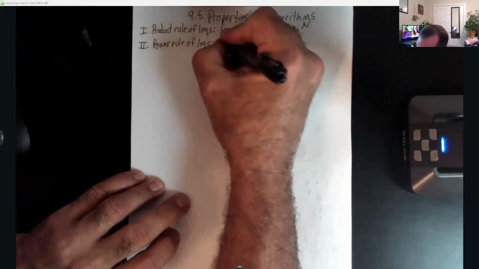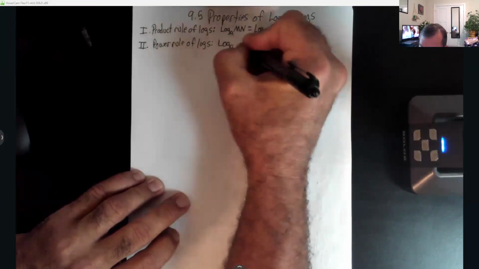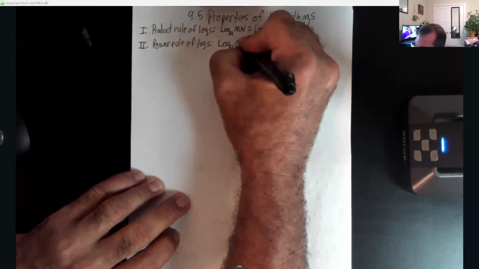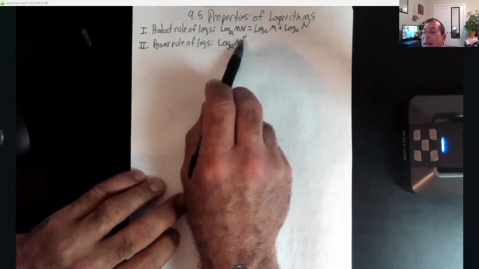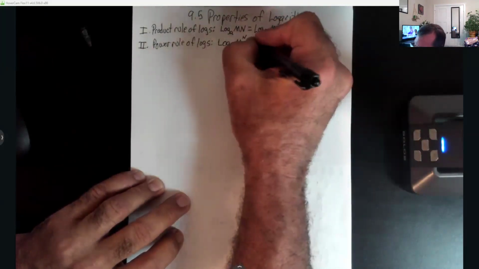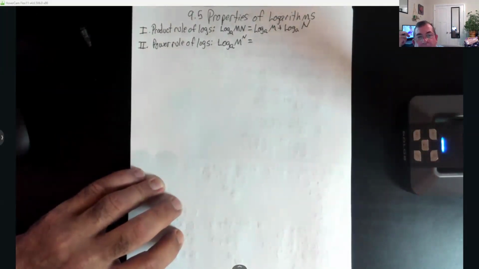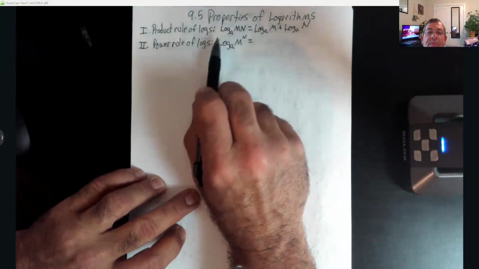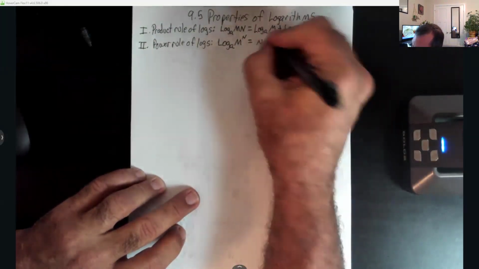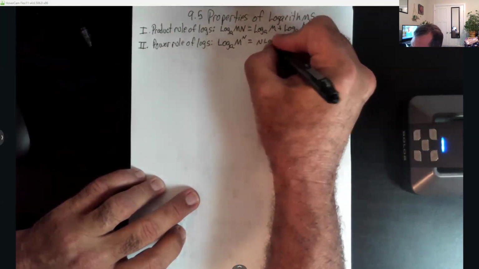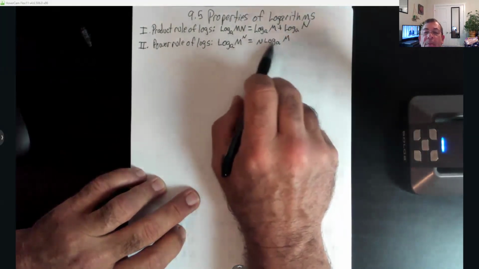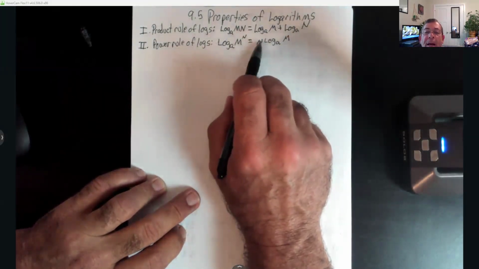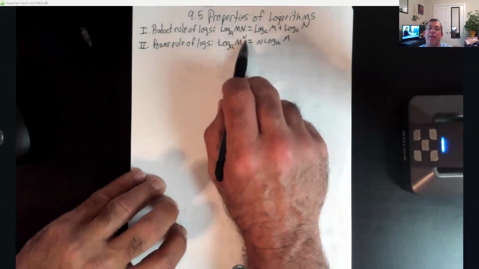So the power rule is when I have log base A of m raised to the n. So my m now has an exponent of n. Well, the power rule of logs says I multiply the exponents. So what we do is bring this exponent down and write it as a product times the log base A of m. Because log base A of m would give me an exponent, and we're multiplying by the n, which is this exponent.